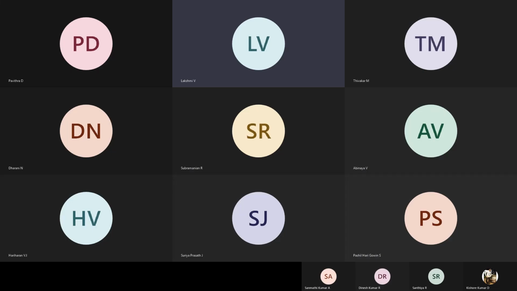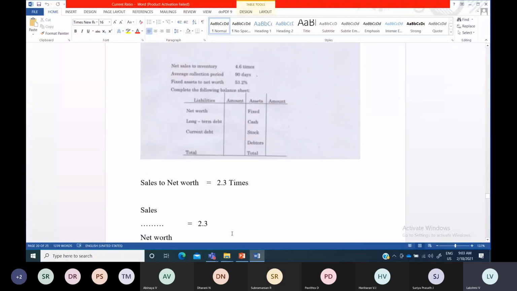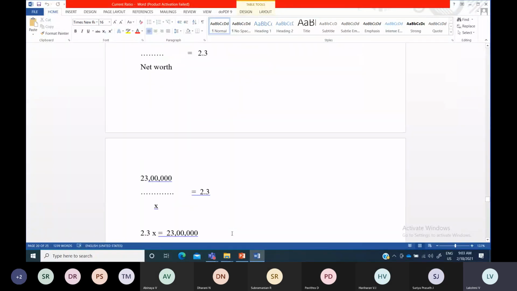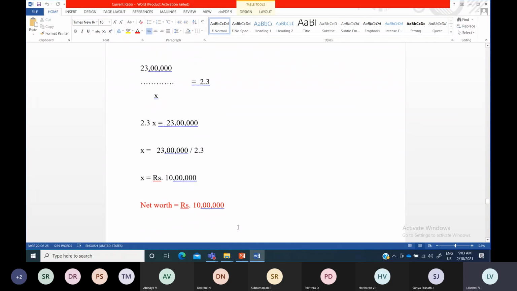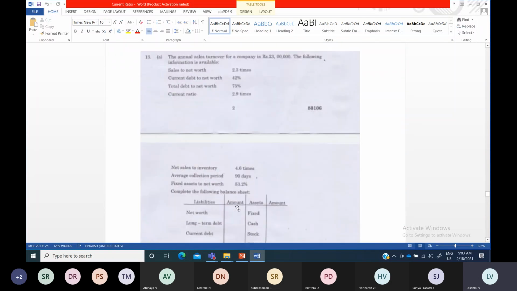Information for which you have to prepare and complete this balance sheet. Already we prepared certain items and we calculated certain items here. The continuation of that only we are going to discuss right now.